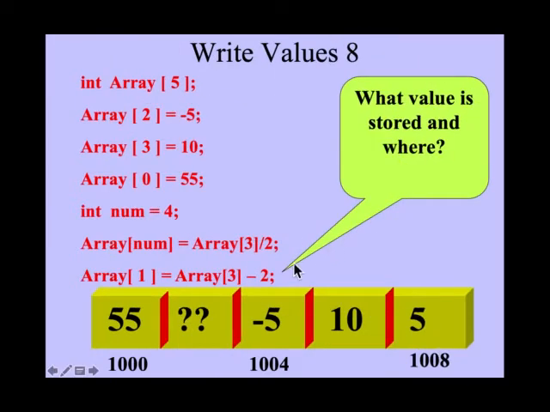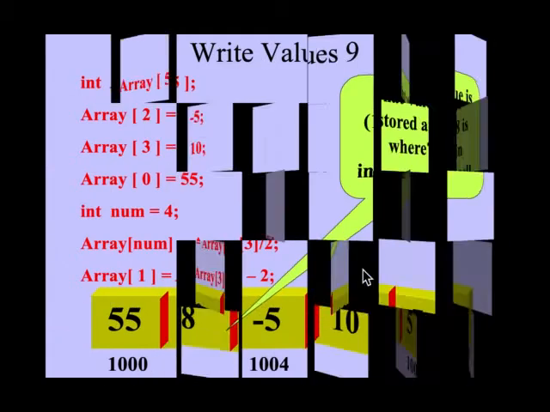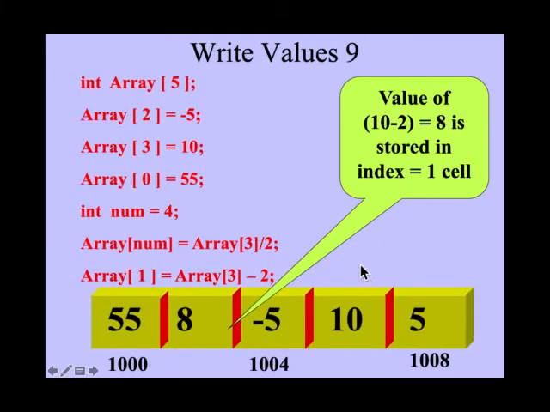This time I'm saying that in array 1, which means 0, 1 into this one, first you go to array 3 and subtract 2 from that, and that value should be stored here. So array 3 is 0, 1, 2, 3, 10. Subtract 2 becomes 8. So a value of 8 should be stored right here. And that's exactly what we do. Value of 10 minus 2, 8, is stored in the index cell.